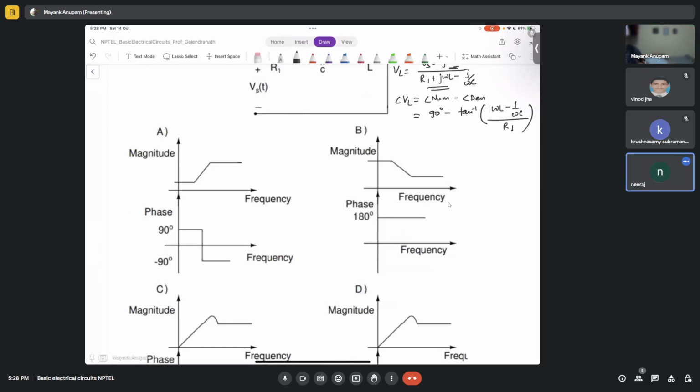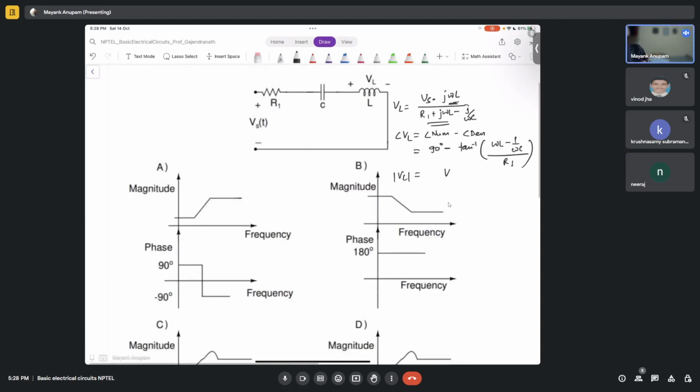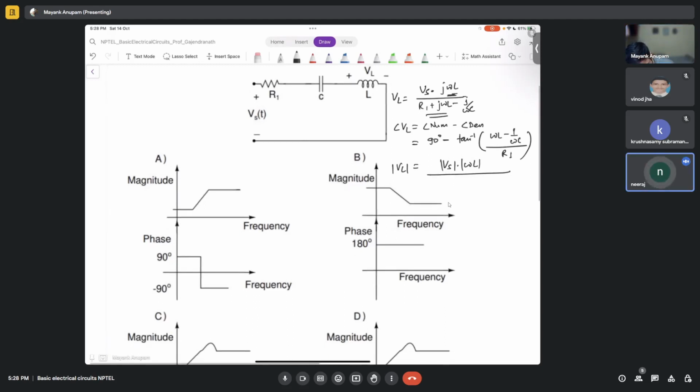And what is the magnitude? On the top it is Vs into omega L, divided by the square root of R1 square plus omega L minus 1 by omega C, whole square. Something of this kind, right? So how will this look like?